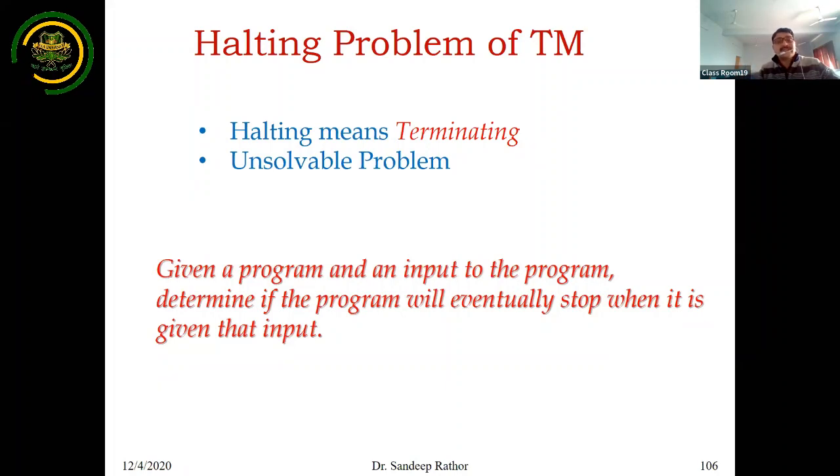Now we will discuss in detail why the halting problem of Turing machine is undecidable. In summary, we can say the halting problem is this: suppose we give a program and an input to the program, then determine whether the program will eventually stop when it is given that input. That means if we have certain parameters to decide whether it is accepted or not, and the machine will halt, and all these parameters are fine, then we can say the problem is decidable or solvable. But in case of Turing machine, just see the problem.